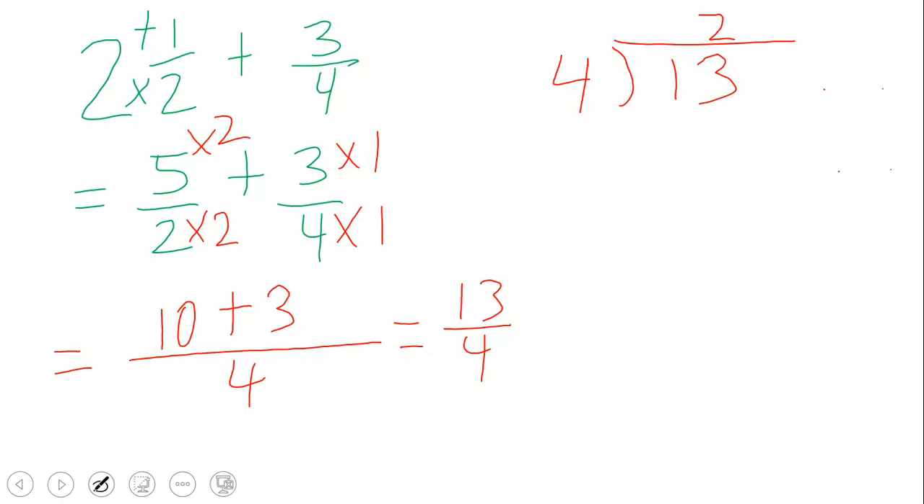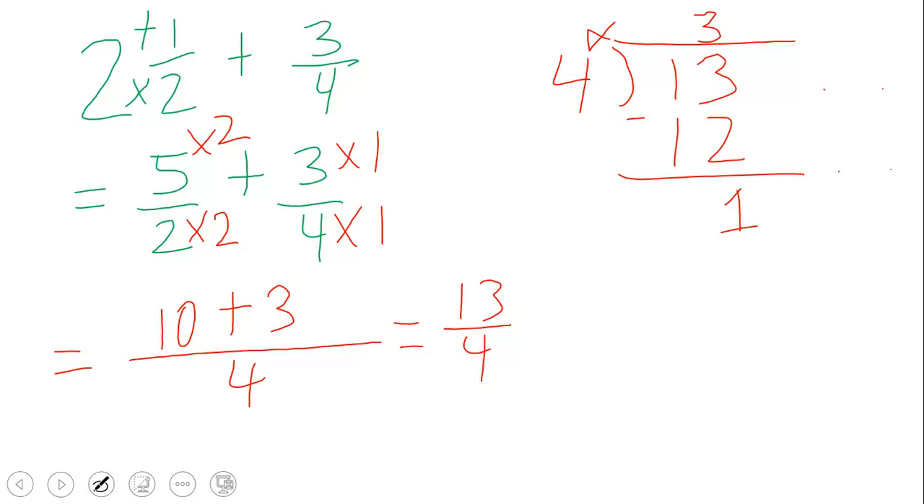4 times 2 is indeed 8, but it's better to use 3. So let's use 3. 4 times 3 is indeed 12. So we have 13 minus 12, which is 1.